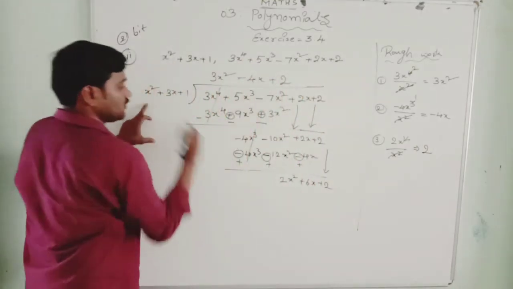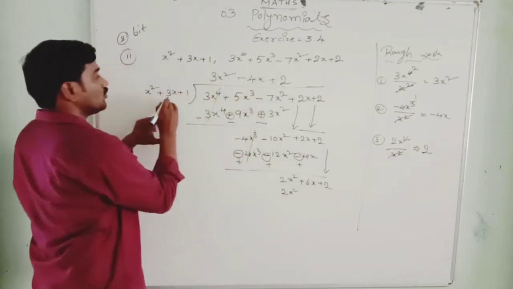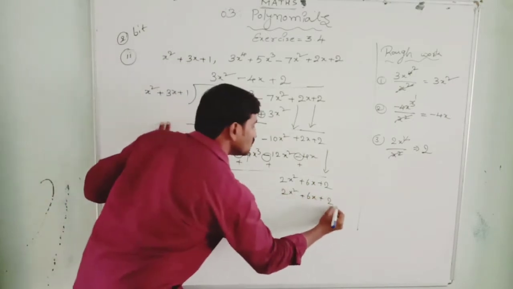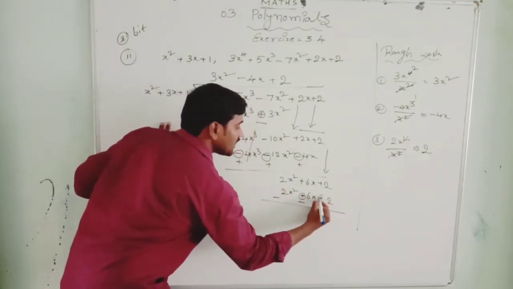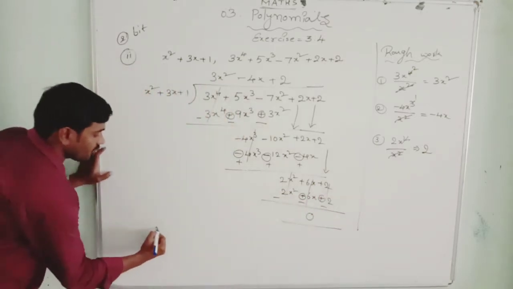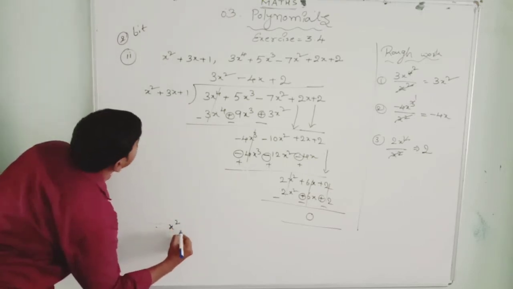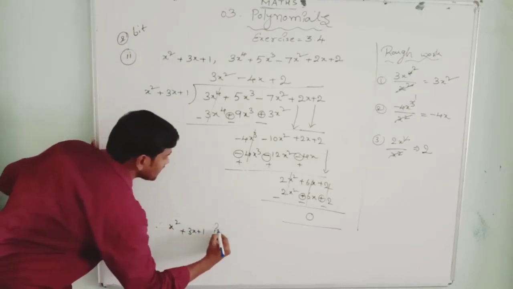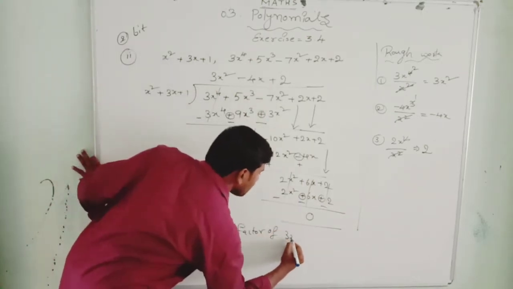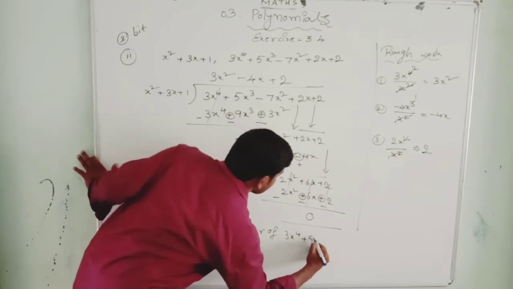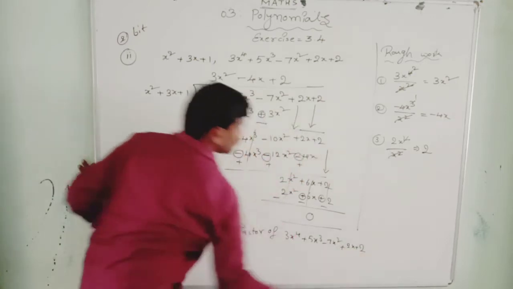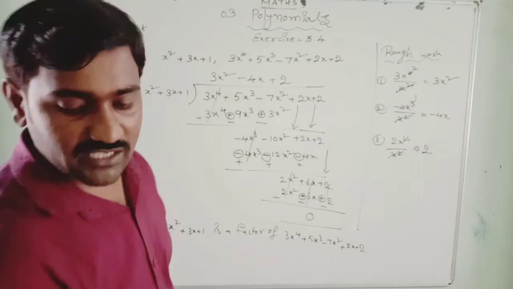Let us see now. 2 into x square, 2x square, 2 into 3, 6 into x, that is 6x, plus 2 ones are 2. See that? This will be minus, this is minus, and this is also minus. Now we can cancel all this, we got 0. Therefore we can say that x square plus 3x plus 1 is a factor of 3x to the power of 4 plus 5x cube minus 7x square plus 2x plus 2. So finished, we checked whether it is a factor or not.